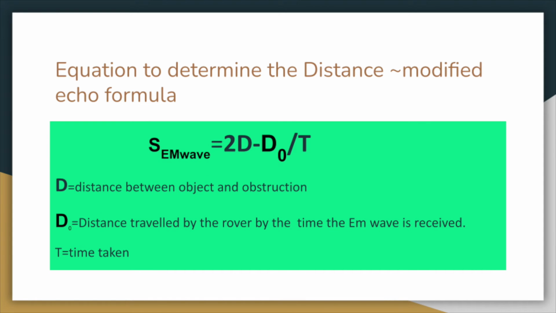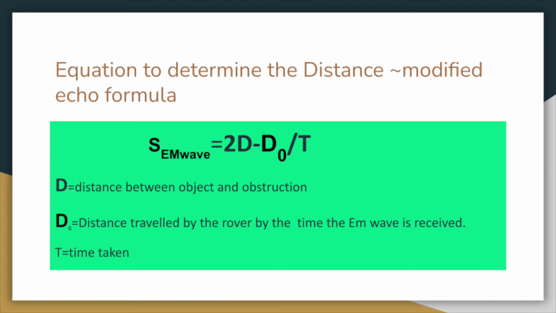Now I'll be talking about the equation to determine the distance between the obstacle and the rover or the satellite. This is nothing but the modified echo formula. In this case, we just have a minus d naught in the numerator as the object is in continuous motion. So the formula is the speed of the electromagnetic wave is equal to 2d minus d naught by t, where d stands for the distance between the object and the obstacle.